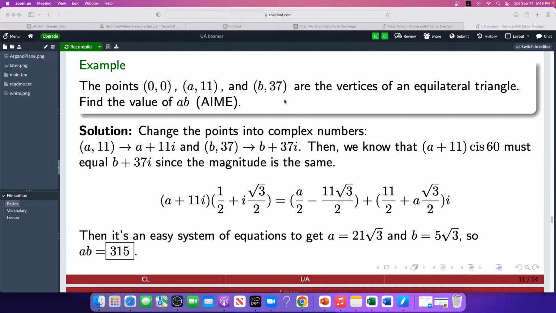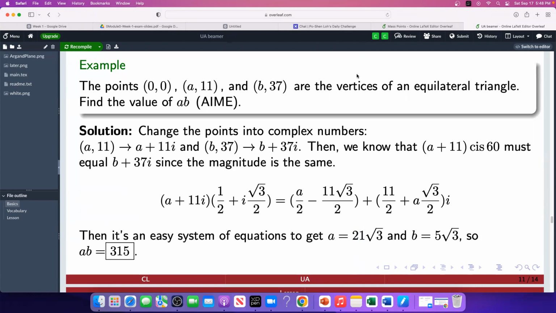Like, try to solve this using geometry. You're gonna be using tangents, and these angles, these y values are not nice at all. And it would take so long. This value is quite hard to find. But if you just use complex numbers, it becomes a lot easier.